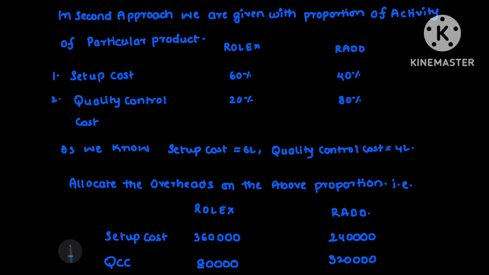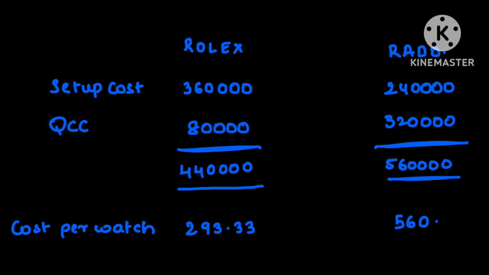In case of quality control cost, 20% of 4 lakhs, which is 80,000, and 80% of 4 lakhs, which is 3,20,000. The total overhead under this approach in case of Rolex watch is 4,40,000 and in case of Rado watch is 5,60,000. Now let's calculate per unit cost.